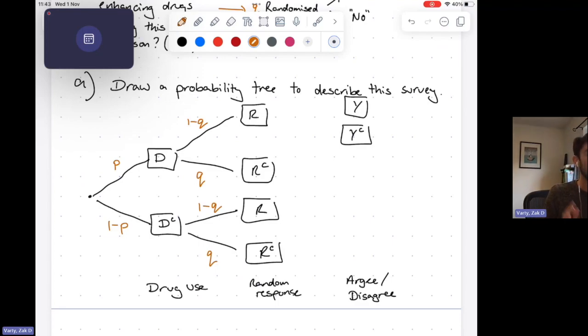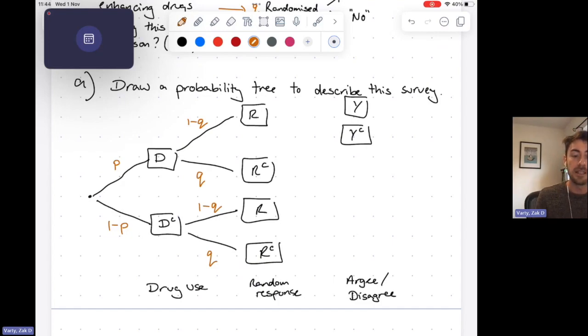What this means is that because these two parts of the probability tree are independent of one another, we actually could have written these the other way around. We could have first considered whether or not the student gave a random response and then considered drug use afterwards. So we could have had these two layers of the probability tree in the other order.